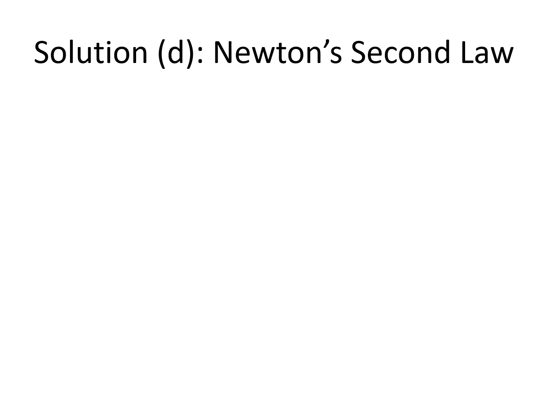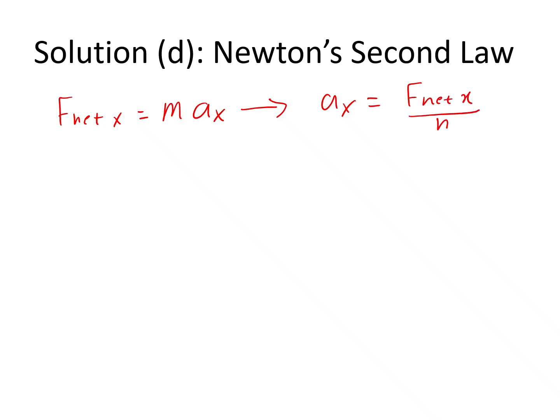We can solve the same problem using Newton's second law and kinematic equations. Net force equals mass times acceleration in the x direction, and we can rearrange this to find the acceleration, which is net force in the x direction divided by the mass. Net force is 115 newtons divided by the mass, 30 kilograms, and we get 3.83 meters per second squared.